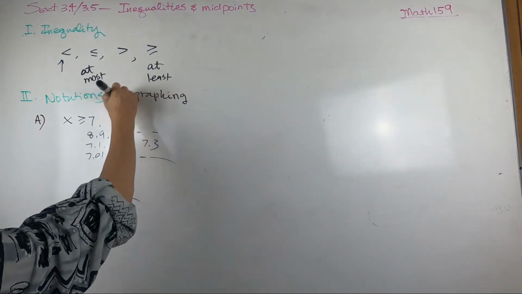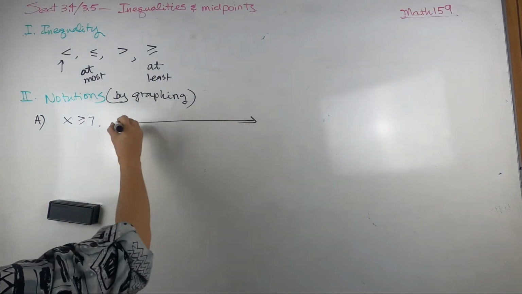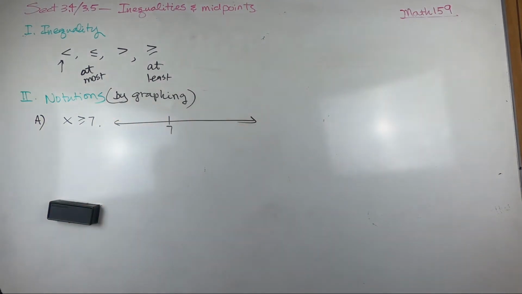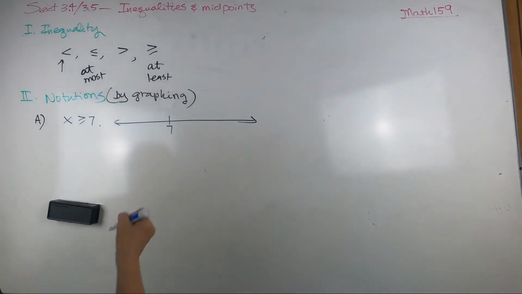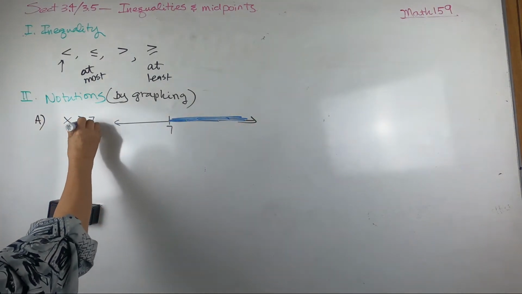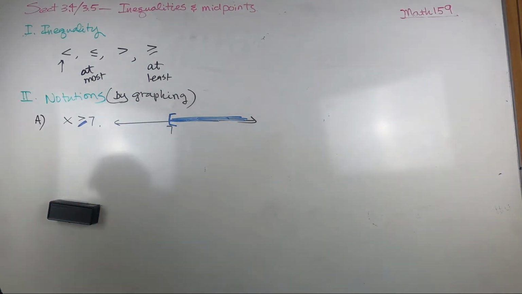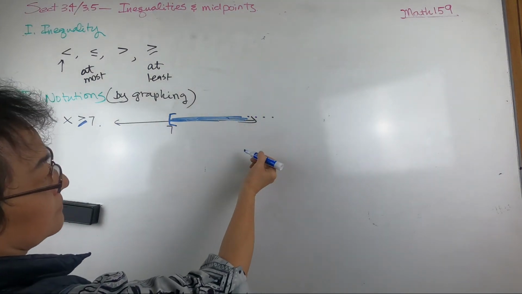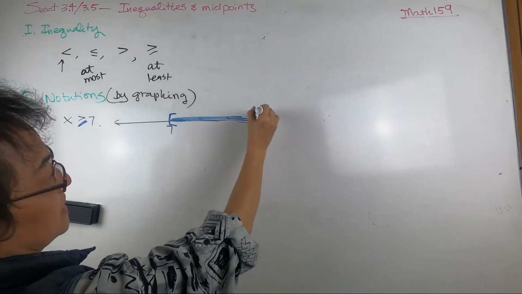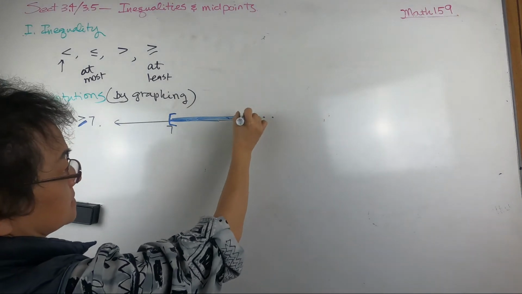That's what we need to do. So how do we do it? We use a number line. That's your 7. Anything bigger than 7, and include 7, because you have the equal sign, so you use a bracket. To where? Forever, infinite. So when you graph it, you just graph like this.